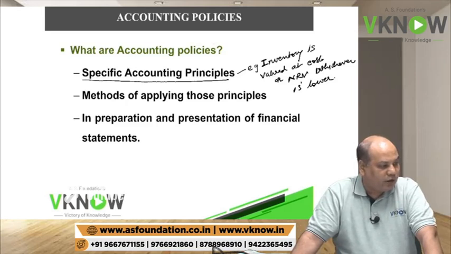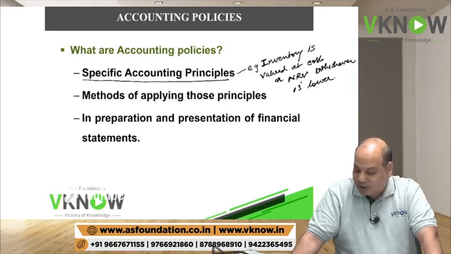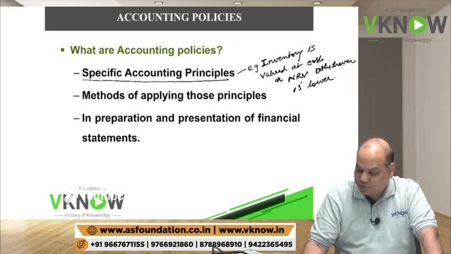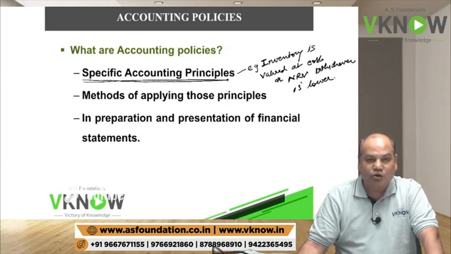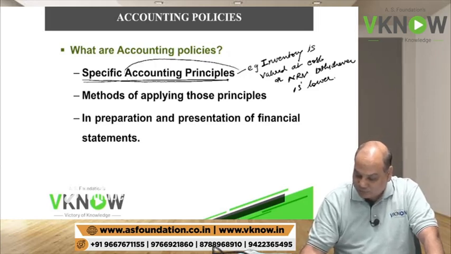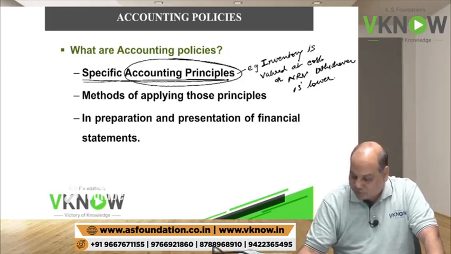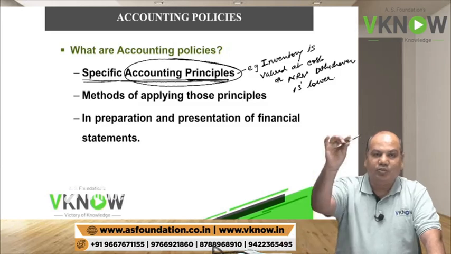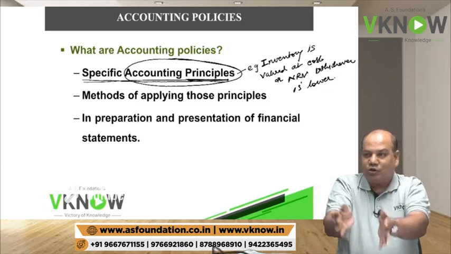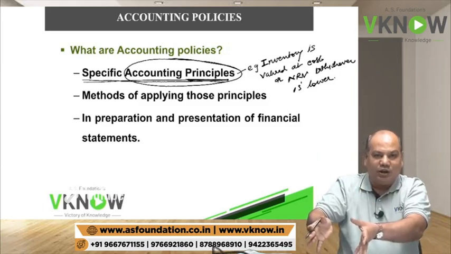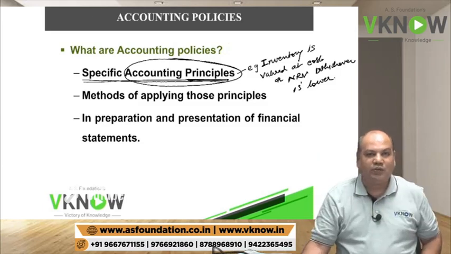One student has said accounting policies are a specific accounting principle applied by the clerk of a CA. The last part was wrong. The first few lines were okay. So inventory is valued at cost or NRV, whichever is lower. That is an accounting principle, a principle we have decided. At the end, for all my inventory, I will calculate the cost, I will calculate the NRV, whichever is lower, I will take.